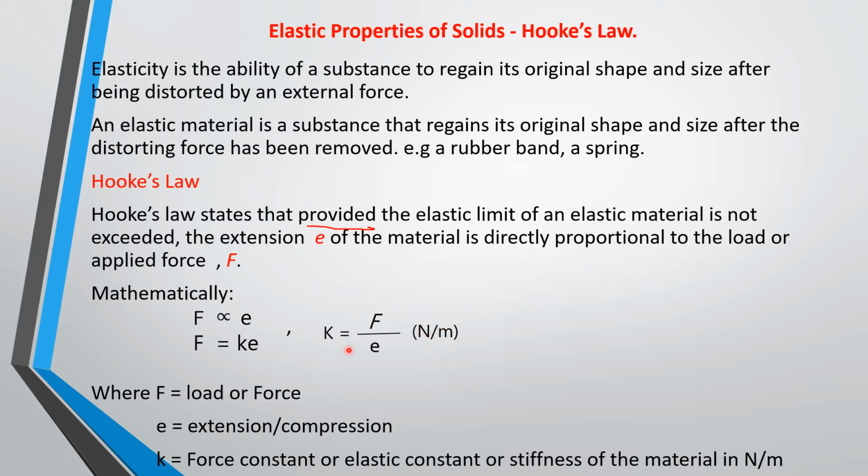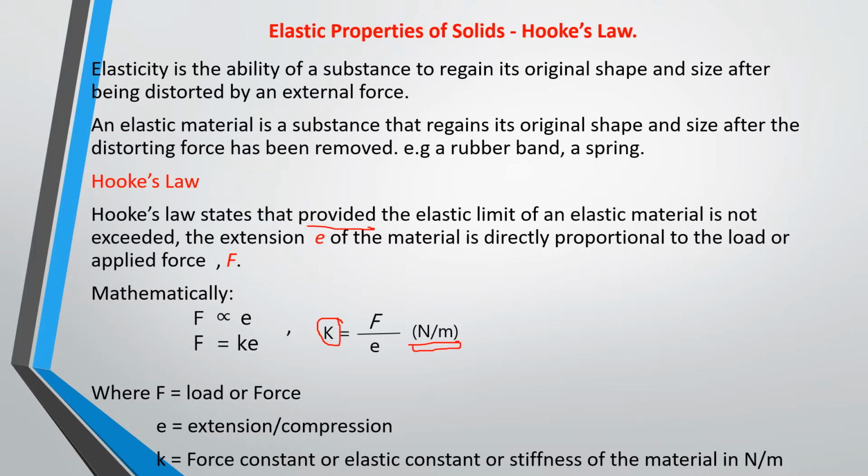Now, this K has its own meaning. We say that F is the load or force, and e is the extension. Then K is known as the force constant of the material. You can call it the force constant, elastic constant, or stiffness of the material, and this is the unit of K.